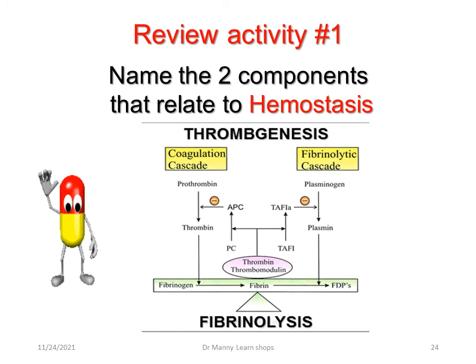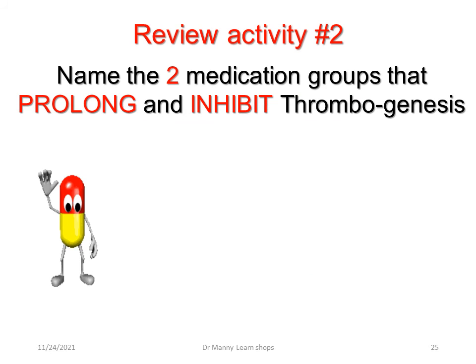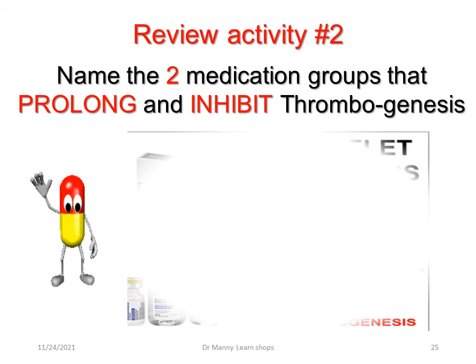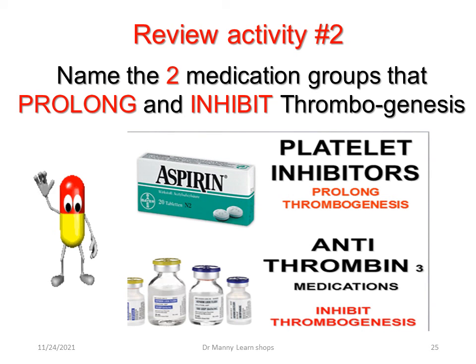And they are at constant loggerheads with each other, promoting clot formation and then breaking down the clot. Name the 2 medication groups that prolong and inhibit thrombogenesis. The 2 medication groups are platelet inhibitors, which prolong thrombogenesis, and anti-thrombin 3 medications that inhibit thrombogenesis.